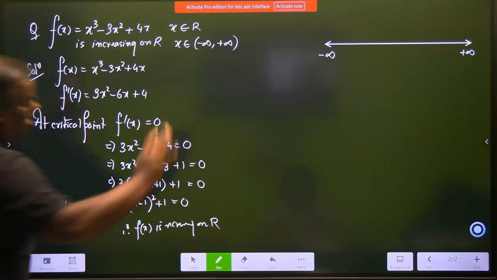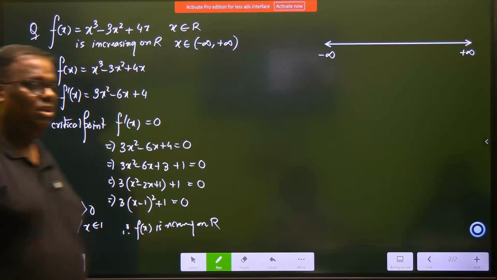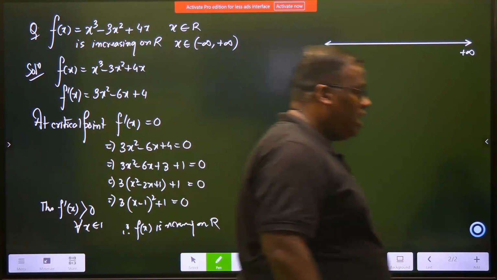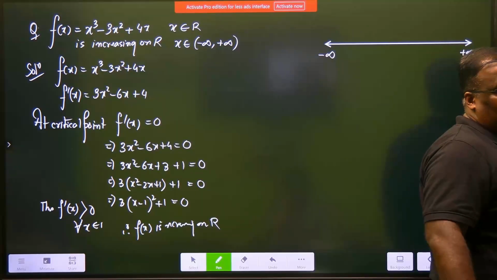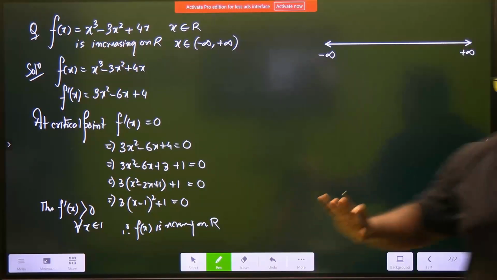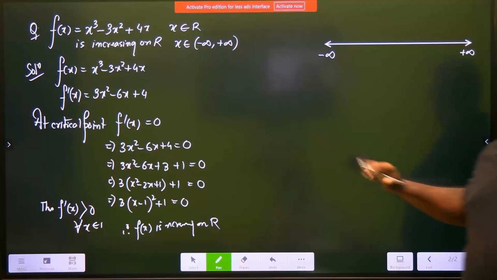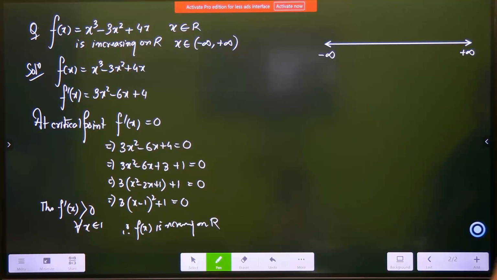You don't have any critical values for this. You don't have any critical values. Everywhere in this interval, the function is increasing. Did you understand or not? If there is any logic issue, tell me. In further problems, we will get critical values. Okay? Clear?